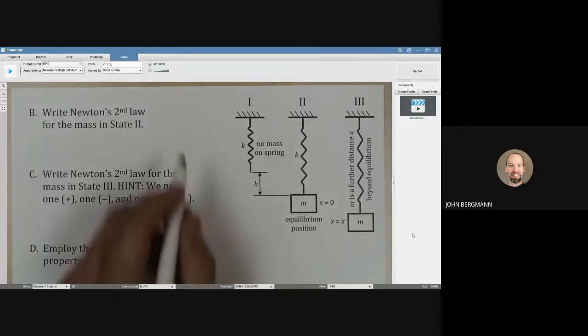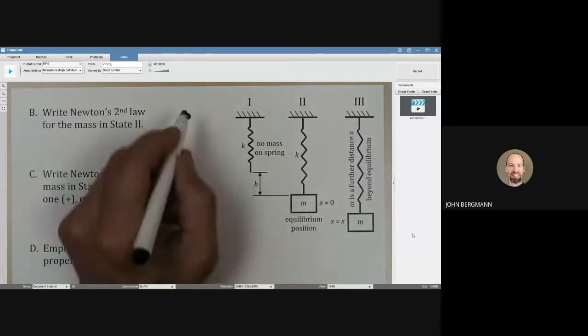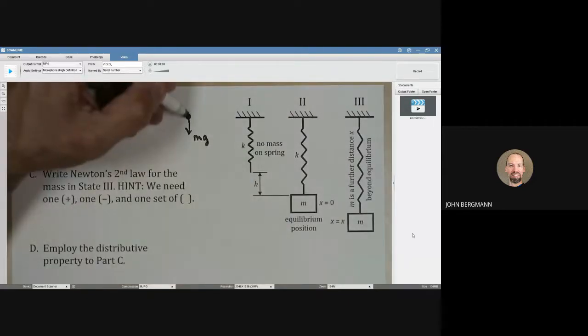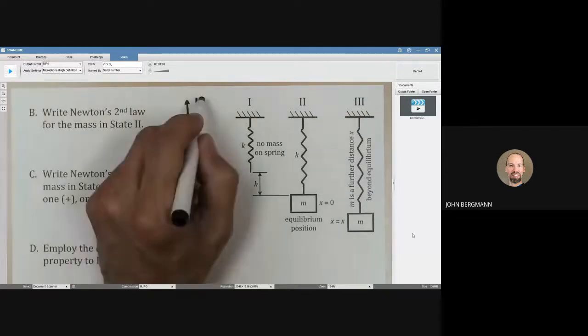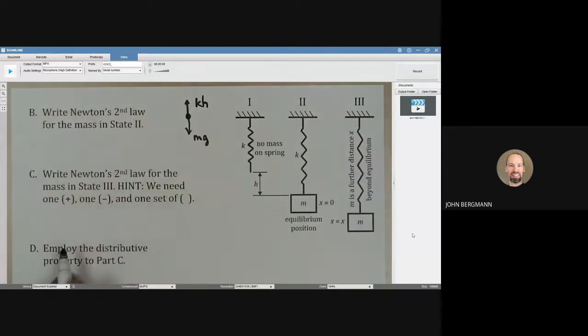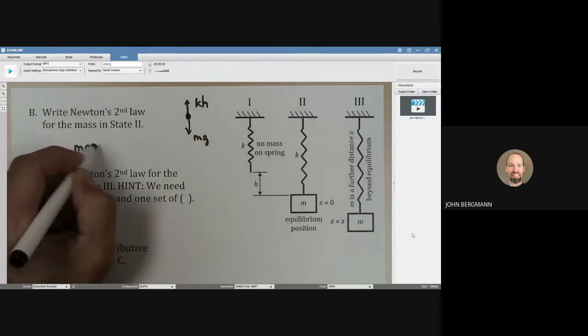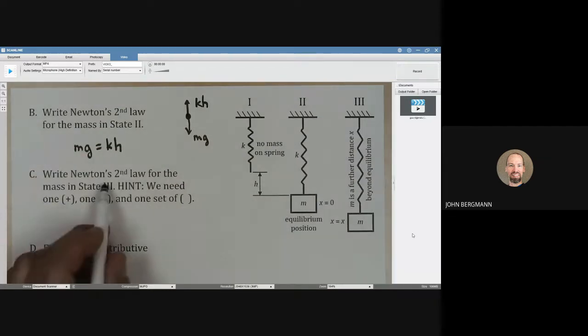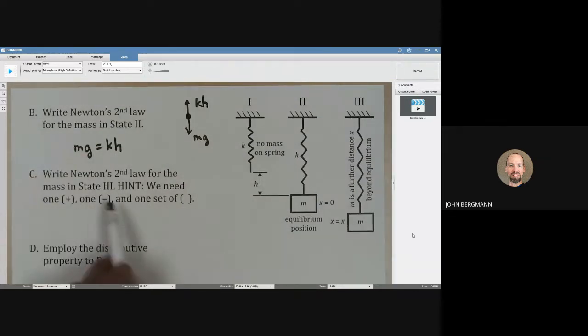In state 2, the free body diagram would have mg acting down, and then k multiplied by what's the stretch there? It's h. And in state 2, we're at equilibrium. So those two are numerically equal. Newton's second law boils down to mg is equal to k times h. How about Newton's second law for state 3?